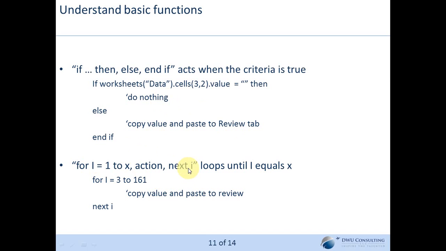For-Next is a loop. So this one says from number 3 all the way to 161, we repeat the process. Every time we finish the process, we add 1 automatically to I, then go back to the starting point.